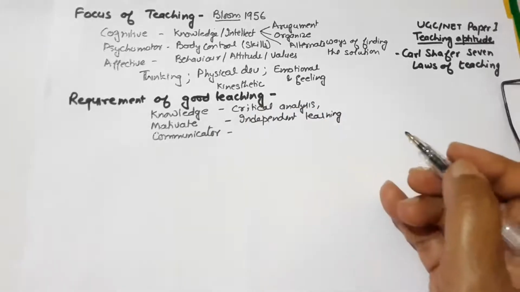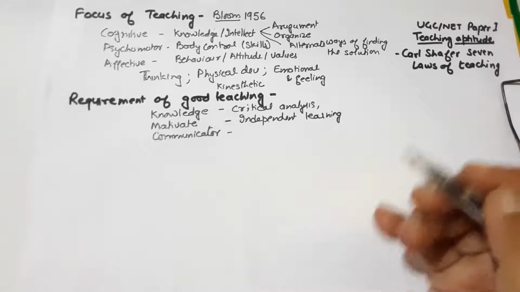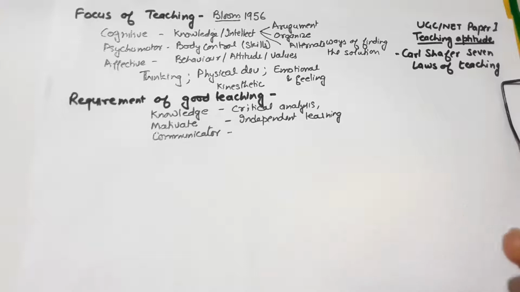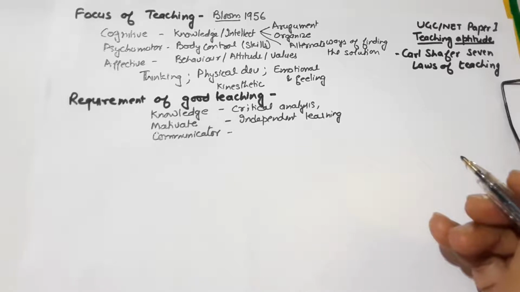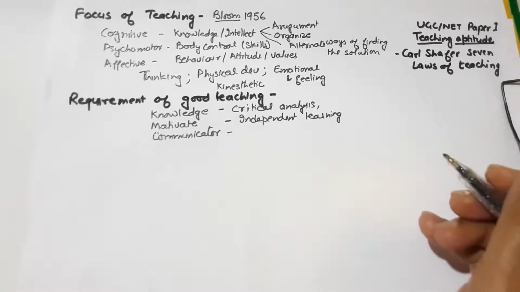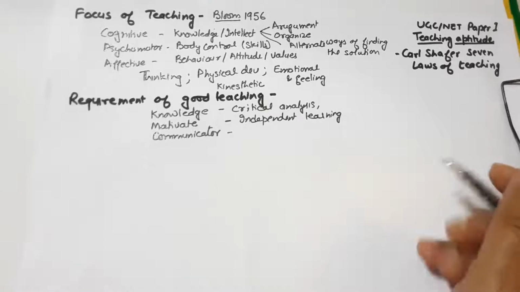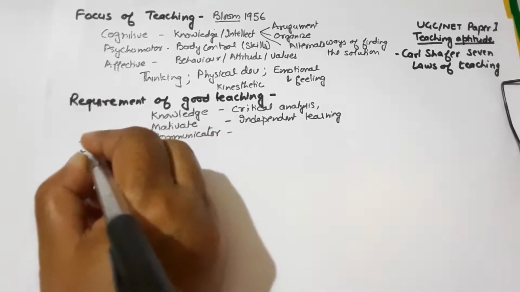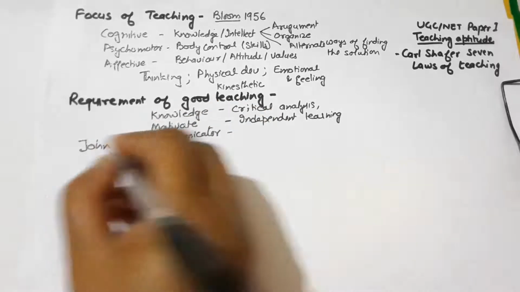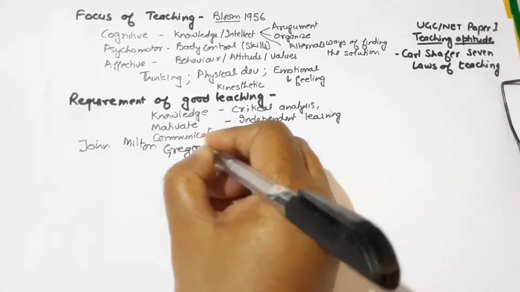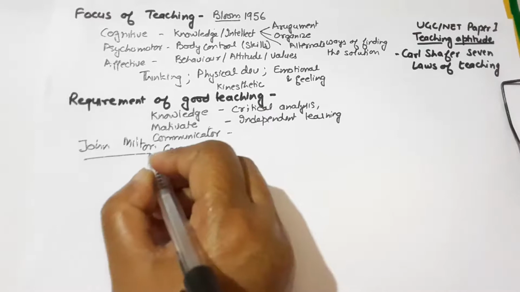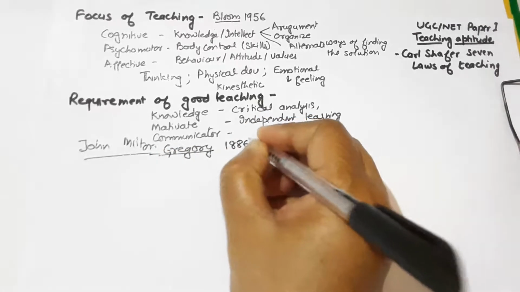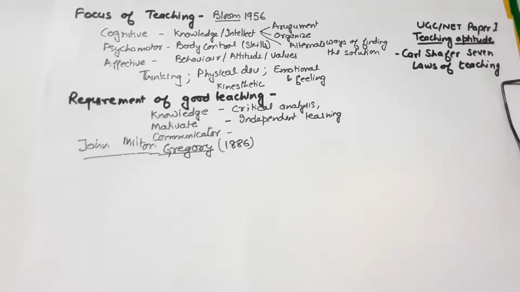We have already studied the maxims, and there we have studied that these maxims, if applied to the process of teaching, can help the teaching to be more effective and efficient, because these are psychological principles which when applied to the field of education, give very good results. Now in this, we have to study the contribution of John Milton Gregory, who gave certain laws of teaching in 1886. Now, there is a book named Excellence in Teaching with 7 Laws. So, in that book, these laws have been published.